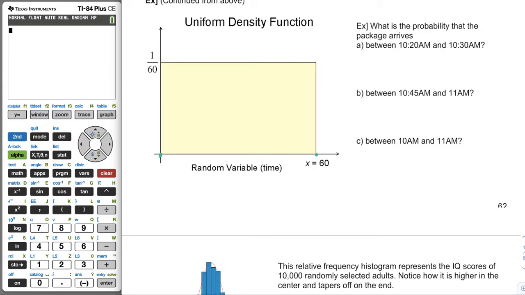So 30 would be exactly in the middle. We'd have 10, 20, 30, 40, 50, 60, something like that. So the package arrives between 10:20 and 10:30 a.m. means that x would be between 20 and 30 minutes.